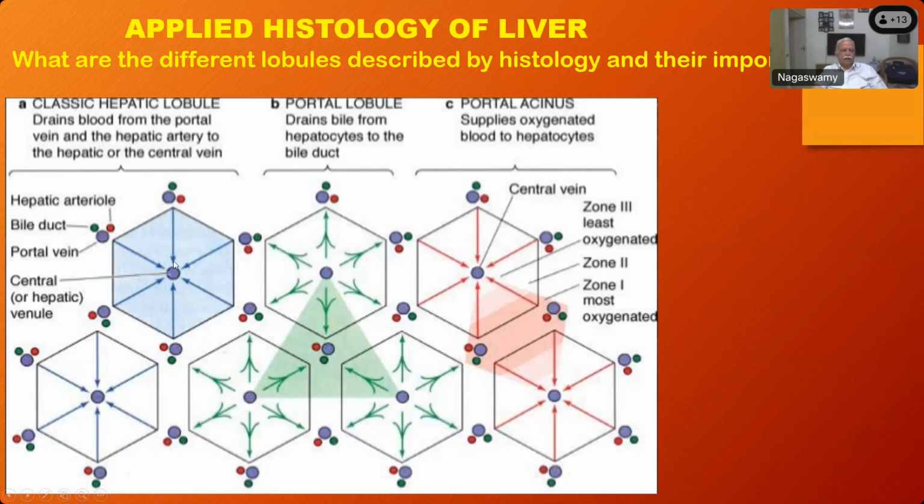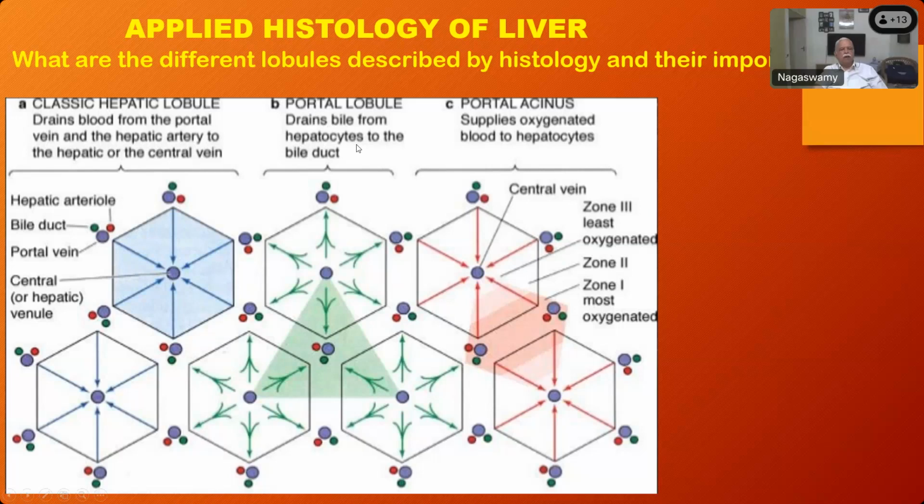So this is mainly an arrangement which is seen histologically under the microscope, and the purpose of this classic hepatic lobule is to deliver the blood through the sinusoids to the hepatocytes, and finally drain the used up blood through the central hepatic venule. Clear? Yes, sir. Very good.